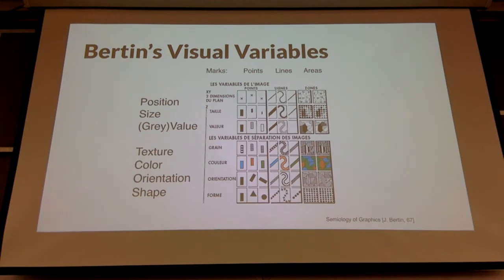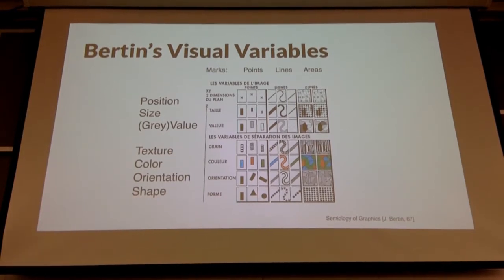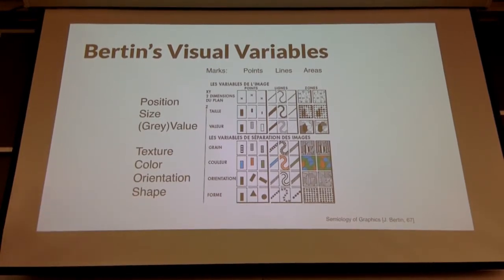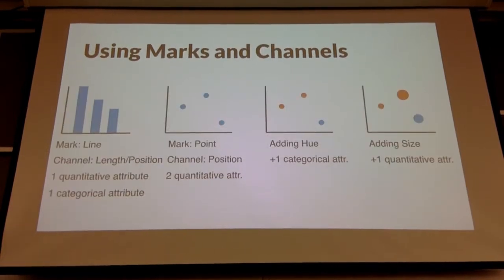This is the table that he has in his book. It's in French. Here's the translation. It's position, size, gray value, texture, color, orientation, and shape. You'll see that in our previous list, texture isn't in there anymore, for various reasons. I'll talk more about those later. So how can we use marks and channels?